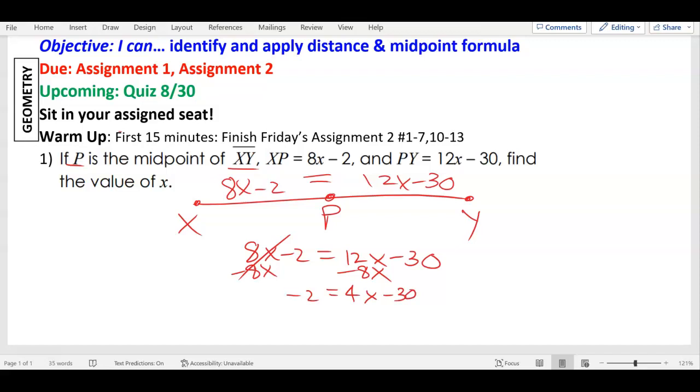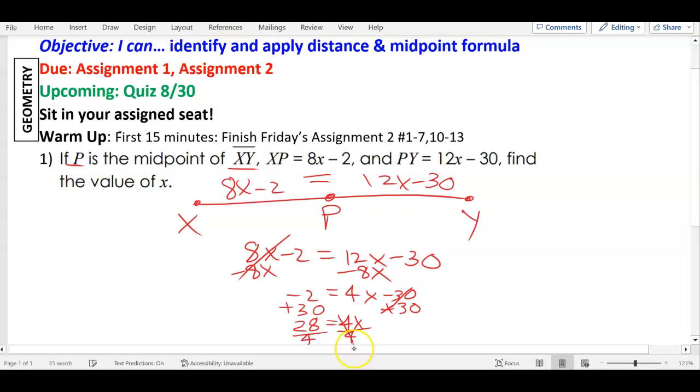Now I need to solve for x, so what do I get rid of first on the right side? The loner is minus 30, so I'm going to add 30. Negative 2 plus 30 is 28. Bring down equals 4x. And then to get rid of the 4 in front of x, what do we do? Divide. Divided by 4. What is 28 divided by 4? 28 divided by 4 is 7. Okay? Now, all we are asked to find is x, so we're good.